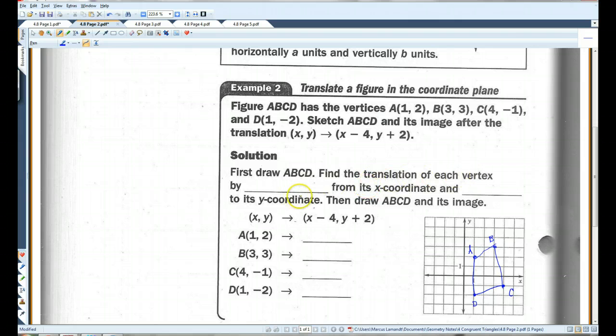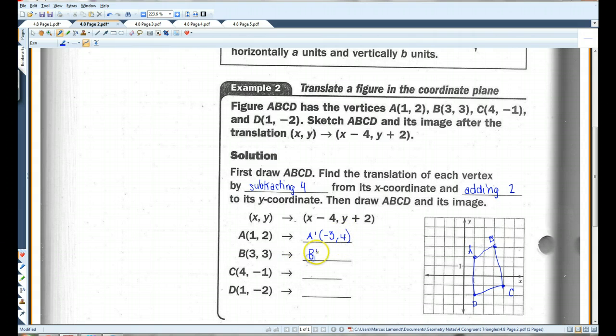Find the translation of each vertex by, let's see here, oh, we're subtracting 4. By subtracting 4 from its x-coordinate and adding 2 to its y-coordinate. So every x value, I'm going to subtract 4. Every y value, I'm going to add 2. So if I have (1, 2), 1 minus 4, I'm going to call this A prime. 1 minus 4 is -3. 2 plus 2 is 4.